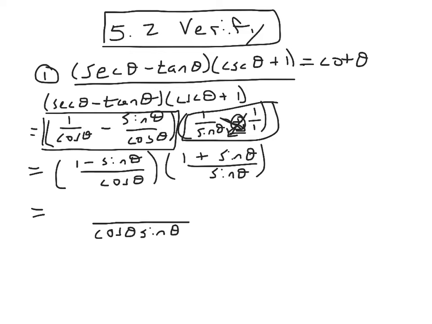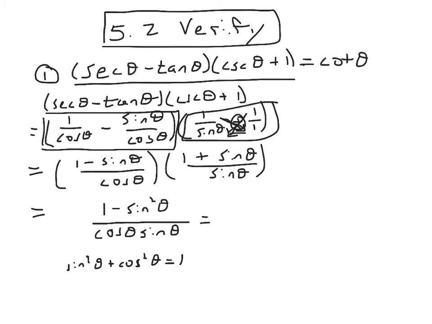Now the top, I'm going to multiply 1 minus sine times 1 plus sine. Now those are conjugates, so I am actually going to FOIL that together. And if I FOIL that together, that gives me 1 minus sine squared. So that's where I'm at right now. Now, this is where you need to look at 1 minus sine squared and remember that we have a Pythagorean identity that says sine squared plus cosine squared equals 1.